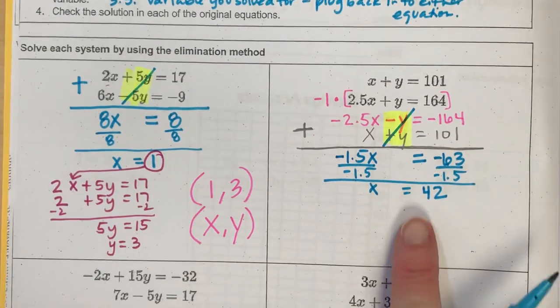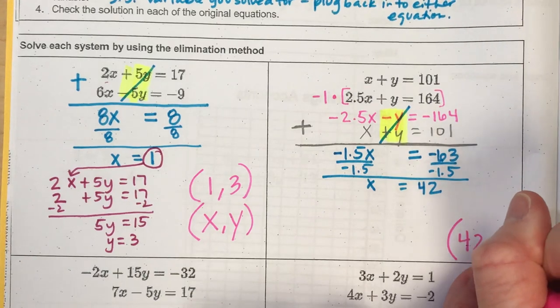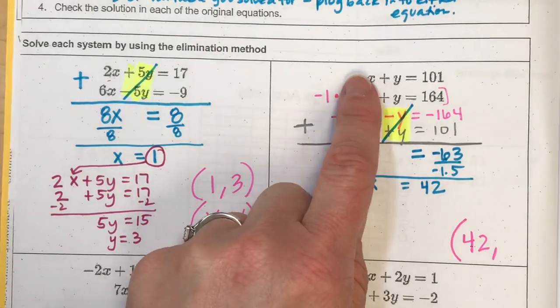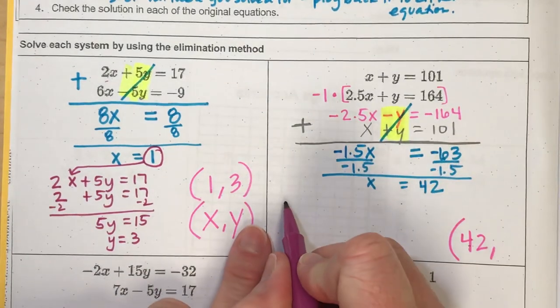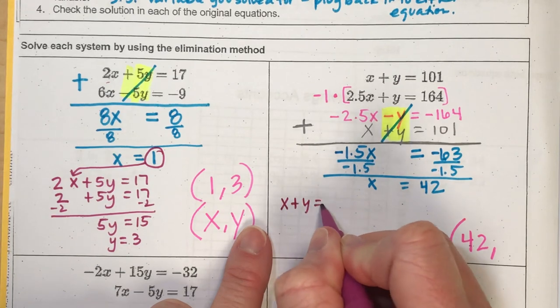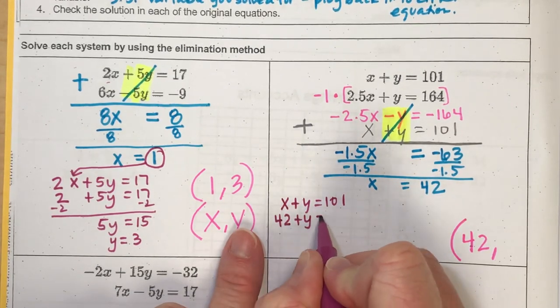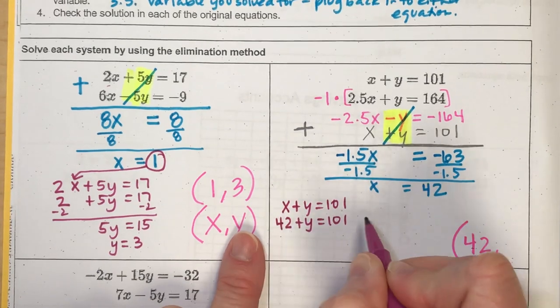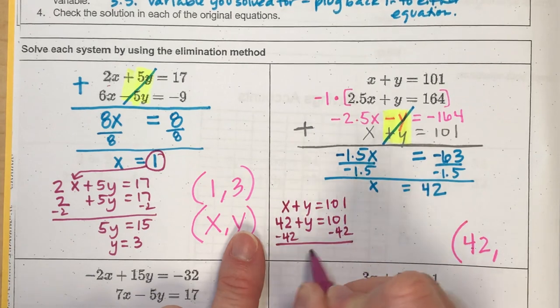Okay, so now that I got my x value, I'm going to plug 42 back into either equation, and then we will solve for y. So if I use the first equation, again, it doesn't matter which one, x plus y equals 101. If I sub 42 in for x, it will look like this. 42 plus a number equals 101. Subtract your 42, and you'll get your solution for your y.